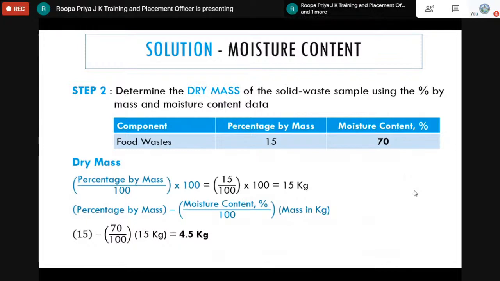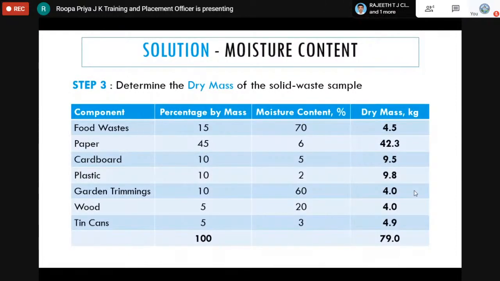And we also have the percentage by mass, that is mass in kg, which is calculated as 15 kg. So 15 is the percentage by mass, which I've taken from column 2. 70 by 100 is our moisture content, and 15 kg is the value calculated in the first step. So this is how you calculate the dry mass and you get your last column ready.